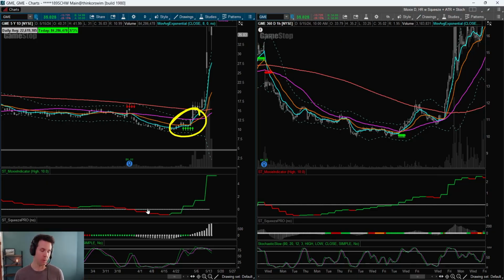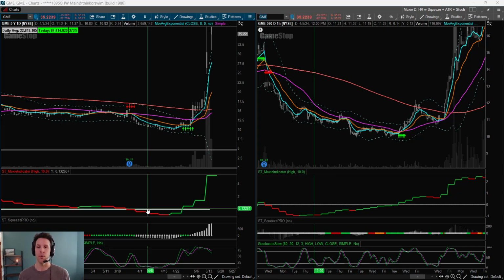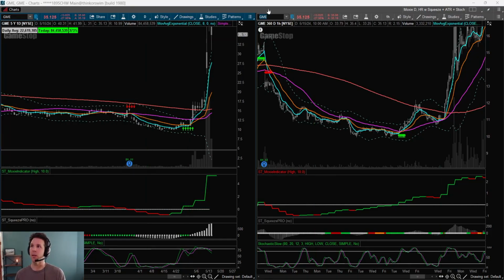I'll show you something on the daily. I call them trampoline moves. It's when price dips down and the Moxie Indicator is up. It's a really powerful move because it's like a trampoline, you jump on it. And for those who day trade, the Moxie Indicator also works on the 2-minute, the 5-minute, and the 15-minute, and I've been having pretty good success with that as well. So GameStop worked out pretty nicely.